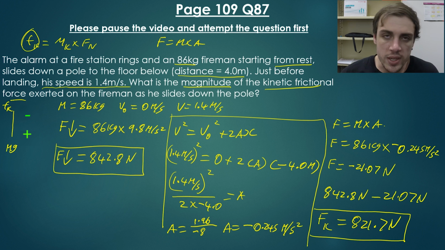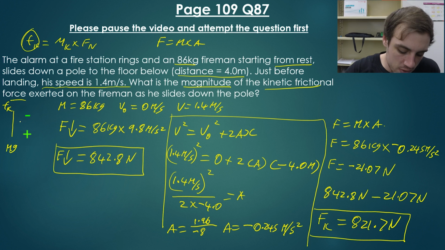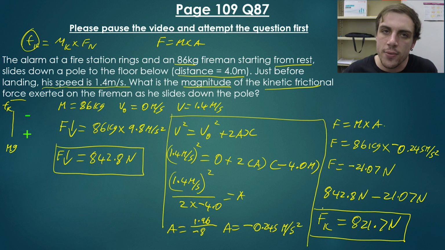So, a quick recap. Again, what we've done here is we calculated how much force the fireman was jumping down with, so theoretical. We then calculated how much force he actually jumped down with, and we could see the difference, which was thanks to the kinetic friction.